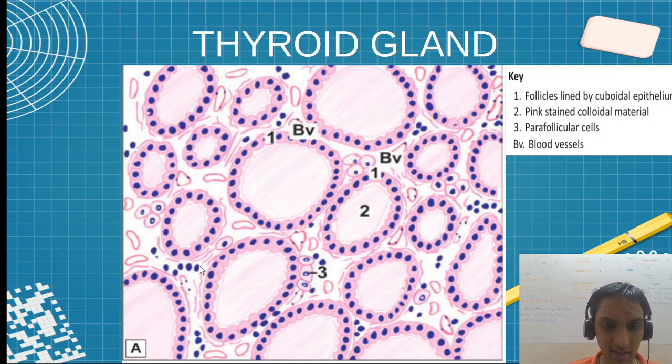It has abundant amount of vascular supply, and we can see the parafollicular cells. Remember, parafollicular cells, para is within or between. So between these thyroid follicles we are seeing the parafollicular cells. So this is the histology of thyroid gland.